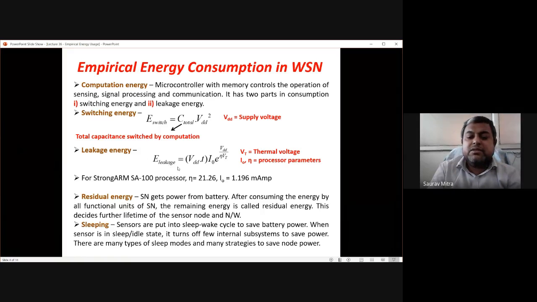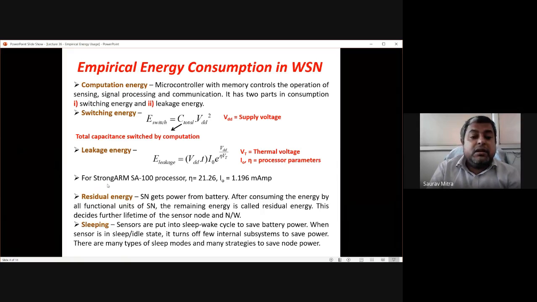So leakage power is voltage multiplied by current, and this current is an exponential current. Voltage into current gives power, and power multiplied by time is nothing but energy. So the leakage energy is VDD into T whole into I naught into e raised to VDD by eta VT.